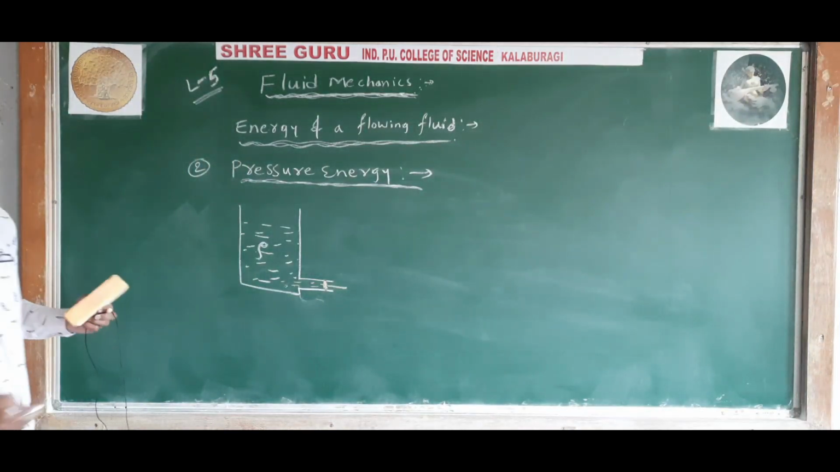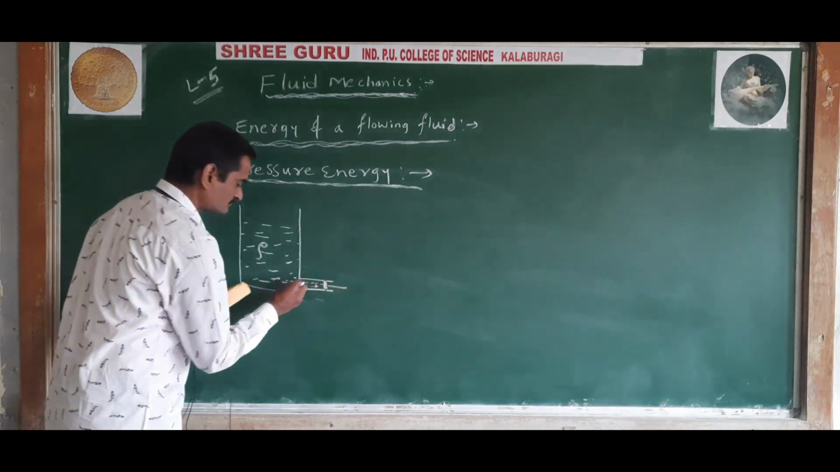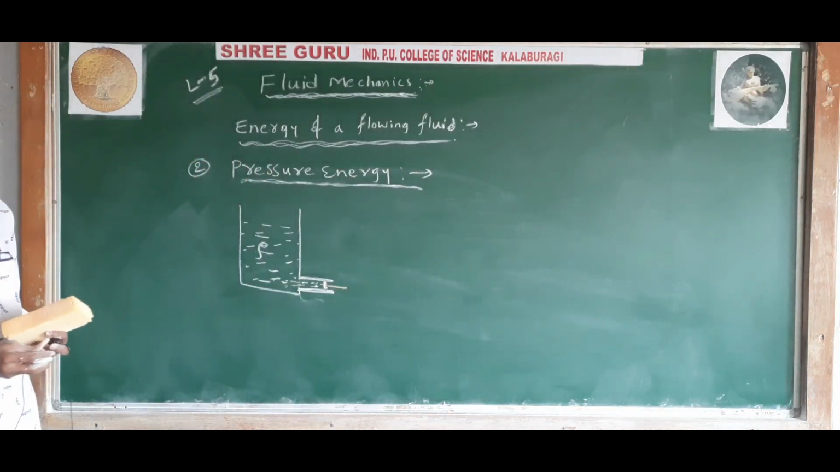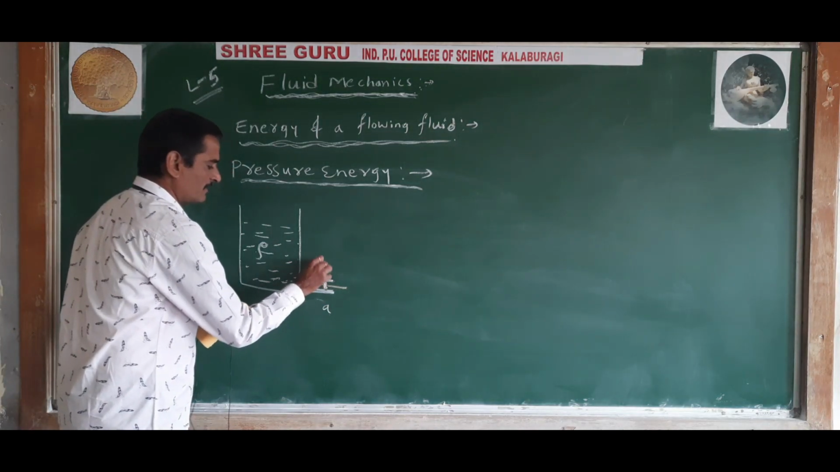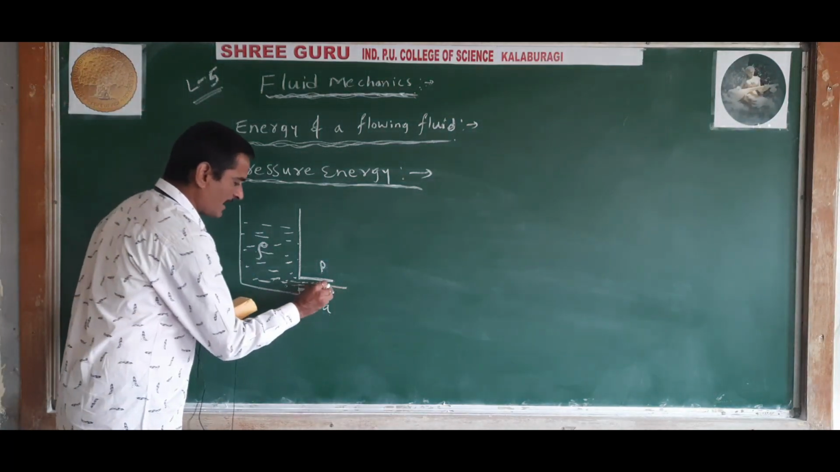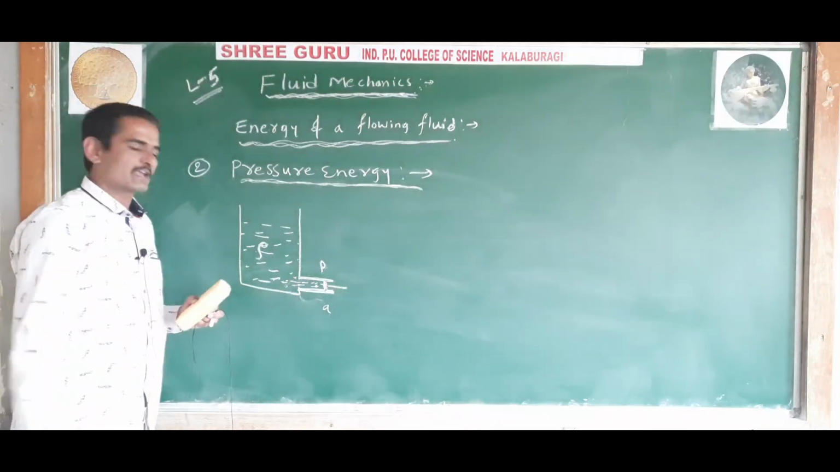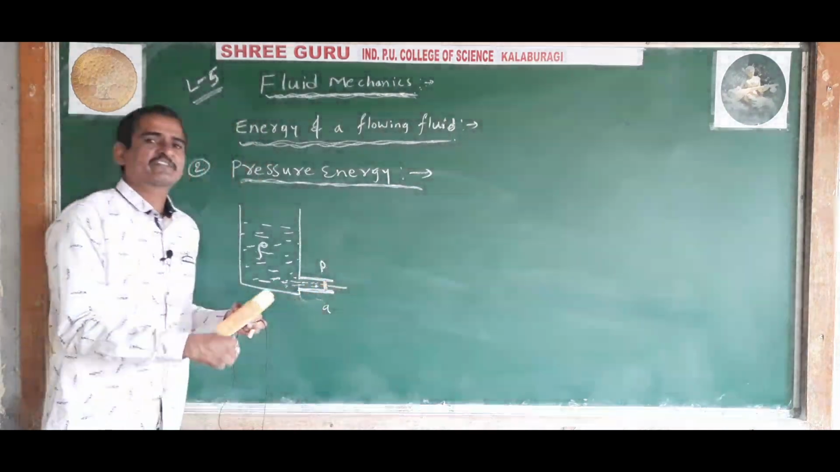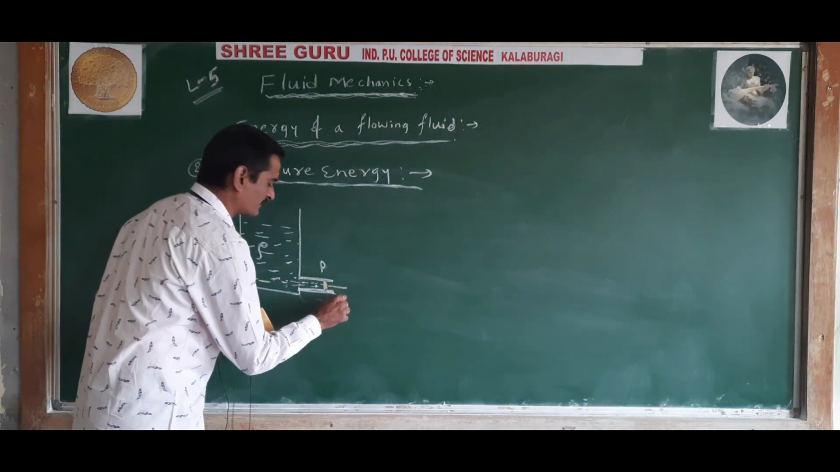Let P be the pressure exerted by the liquid on the piston of cross sectional area A. As a result of that, the piston moves through a distance x.